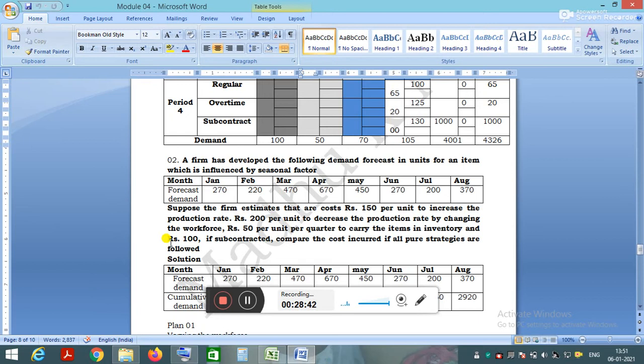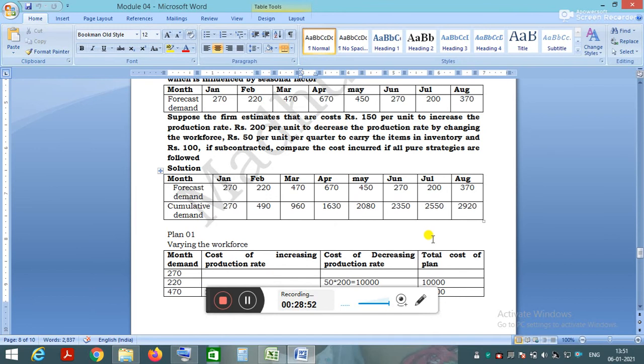We need to compare all these three pure strategies. Which one is the best? In the problem, the demands for different months are given. First, we need to determine the cost of all the three plans, and we need to come to a conclusion about which plan is the best. The first one is varying the workforce.